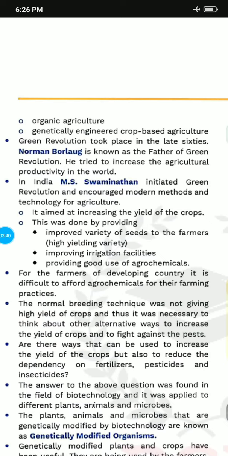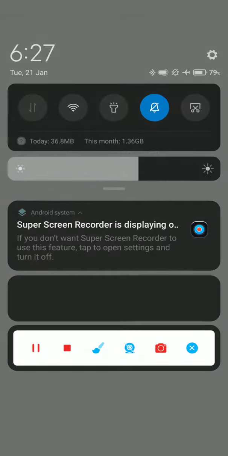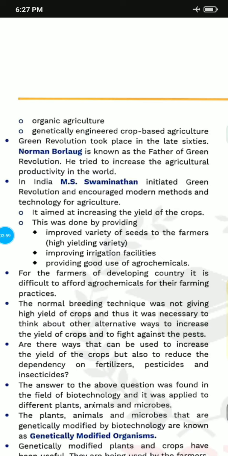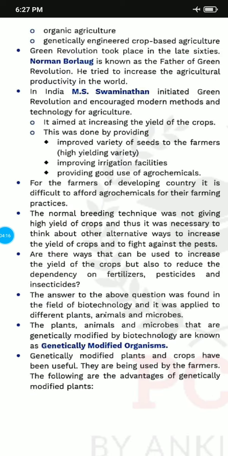In India, MS Swaminathan also lent a hand to this revolution and encouraged modern methods, because these methods increase the yield of crops by providing improved varieties of seeds and improving irrigation facilities with good use of agrochemicals. But for the farmers of a developing country, it's very difficult to afford these agrochemicals, as I already told you. So the only way we are going to use is the genetically modified organism.